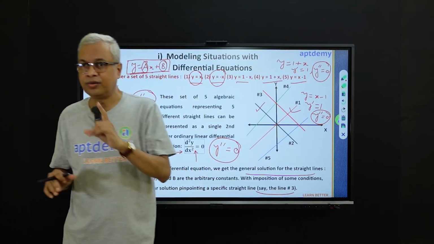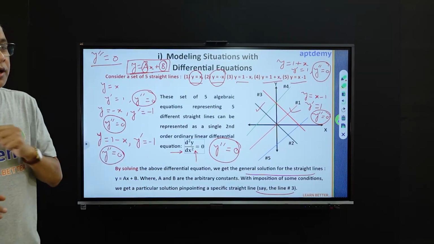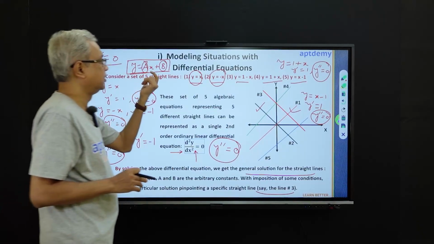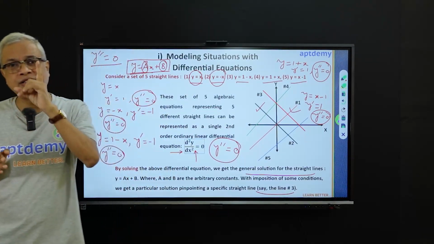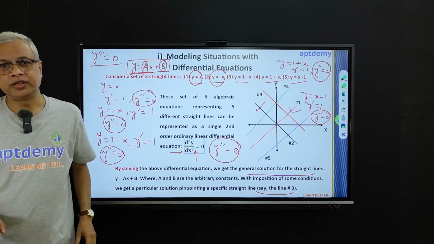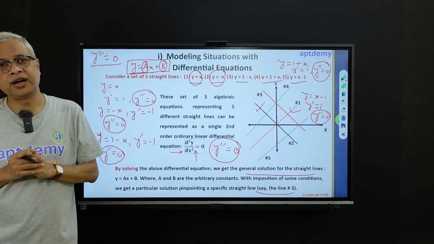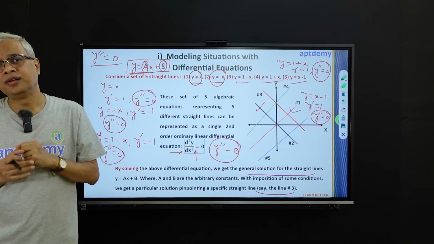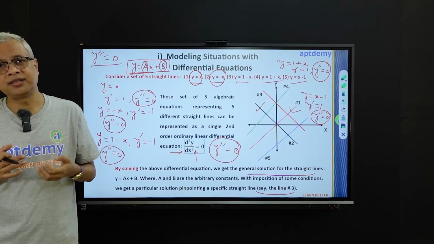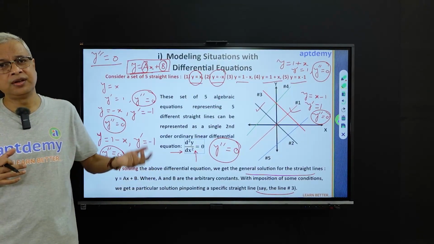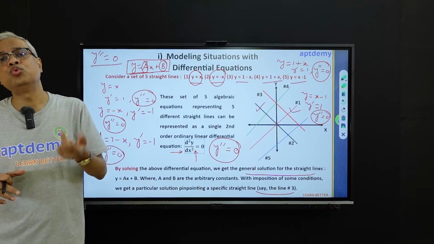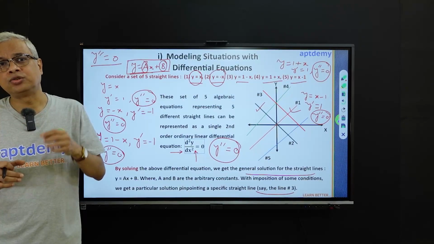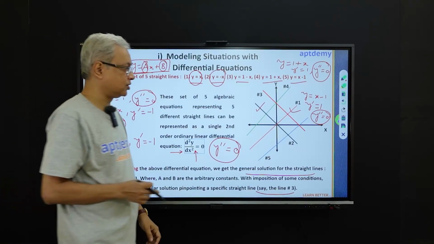And generally, if it is a first order differential equation, to evaluate the constant, we need at least one boundary condition, because the general solution of a first order differential equation will involve a single arbitrary constant, whereas if it is a second order differential equation, it will involve two arbitrary constants, and you need two conditions to evaluate those constants. Okay.